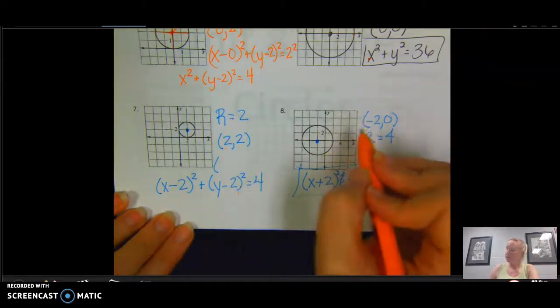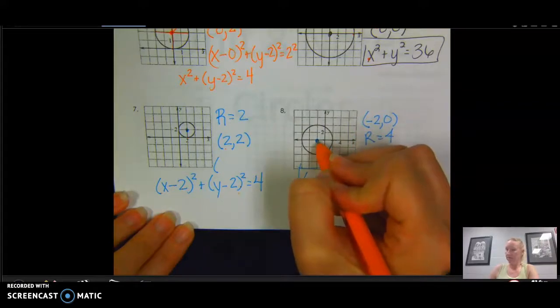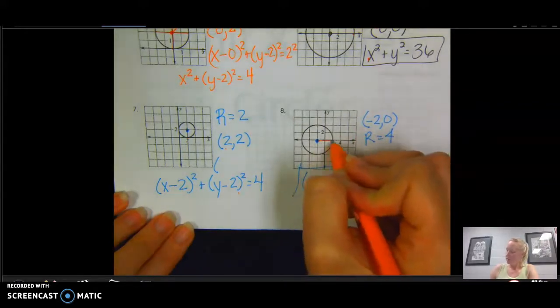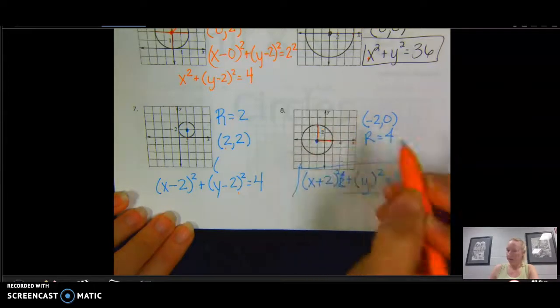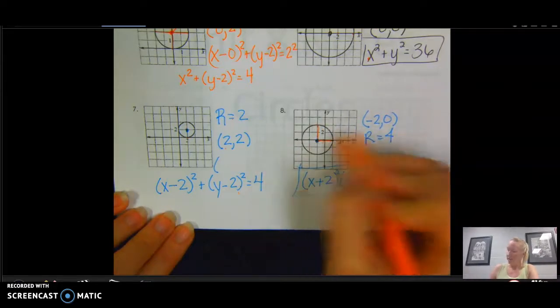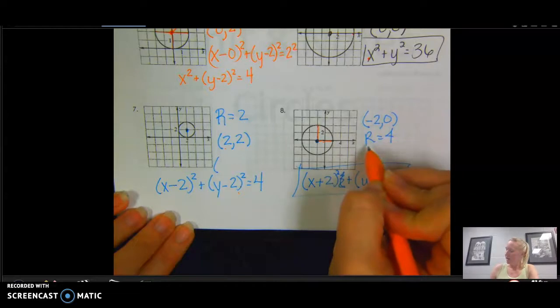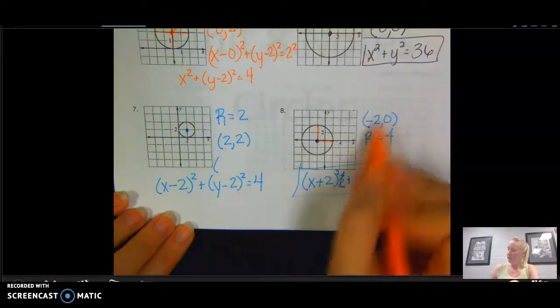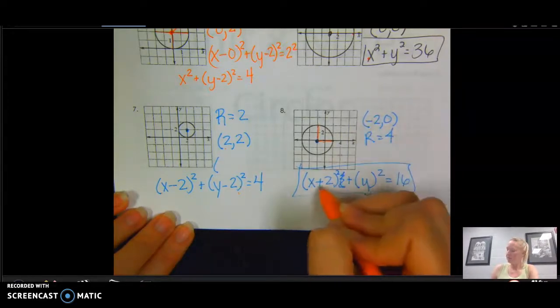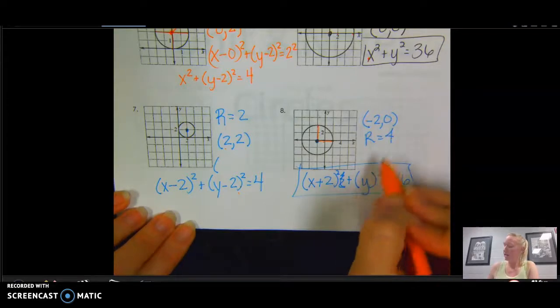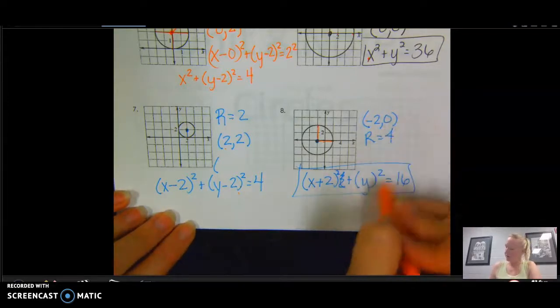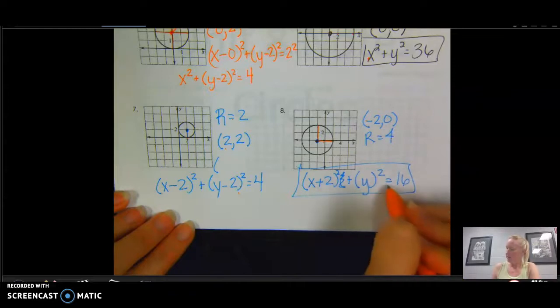And then this one, my center is right here. So my radius goes out 2, 4. Each box goes by 2. So my center is at negative 2, 0. And then I have a radius of 4. So x opposite of negative 2 would be positive 2 squared. And then y opposite of 0, which we don't really have one, so we don't even have to put that there, squared, equals 4 squared, which is 16.